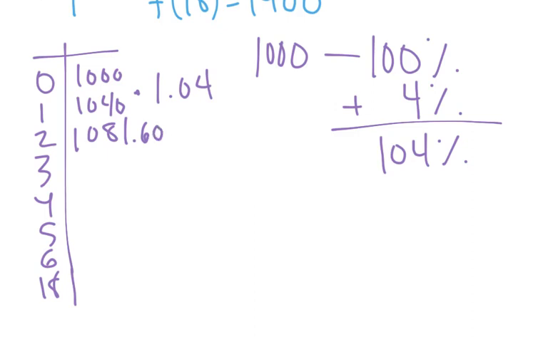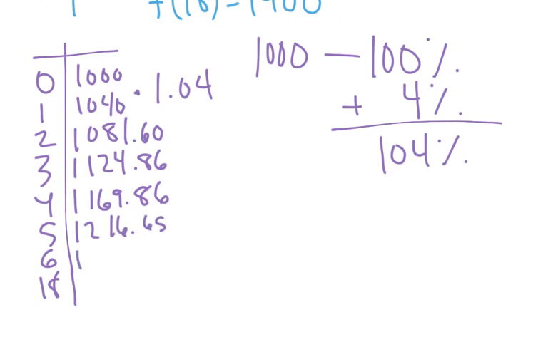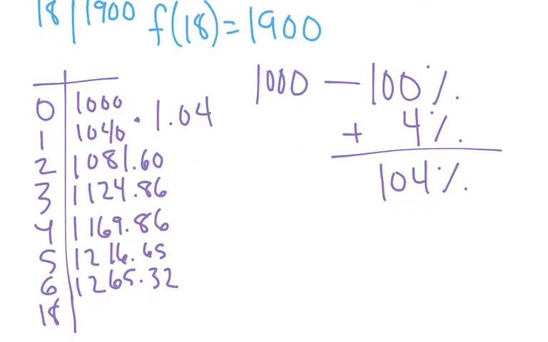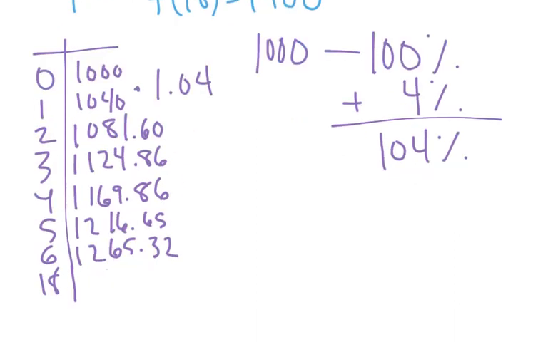1,081.60, then 1,124.86, then 1,169.86, 1,216.65, then 1,265.32. I'm rounding these decimals. Not going to 18, right? Okay, so far, looks like we're losing money to that, right?